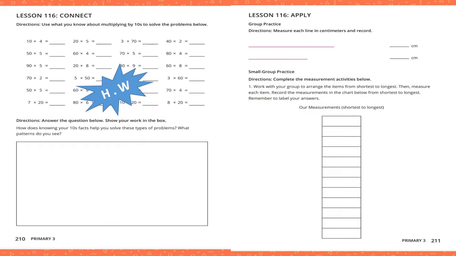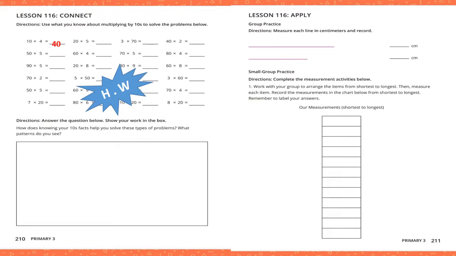Lesson 116, connect. Direction: use what you know about multiplying by tens to solve the problem below. Here, multiplying by tens means I will multiply and I will drop the zeros, okay? For example, here, 10 times 4. 1 times 4 is 4 and I will drop my 0, so it will be 40.